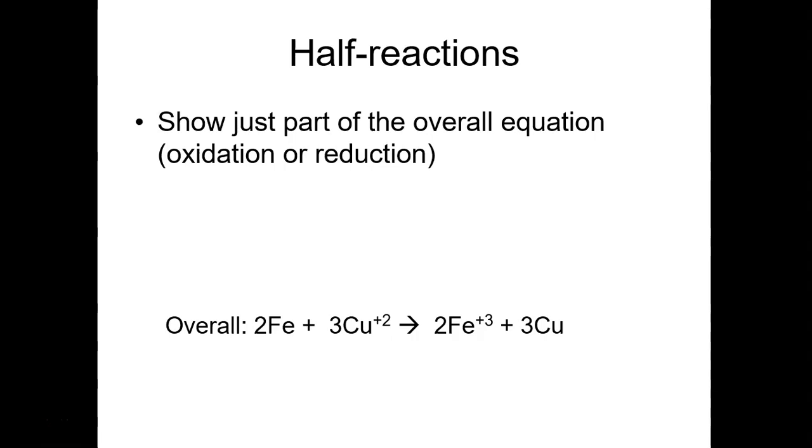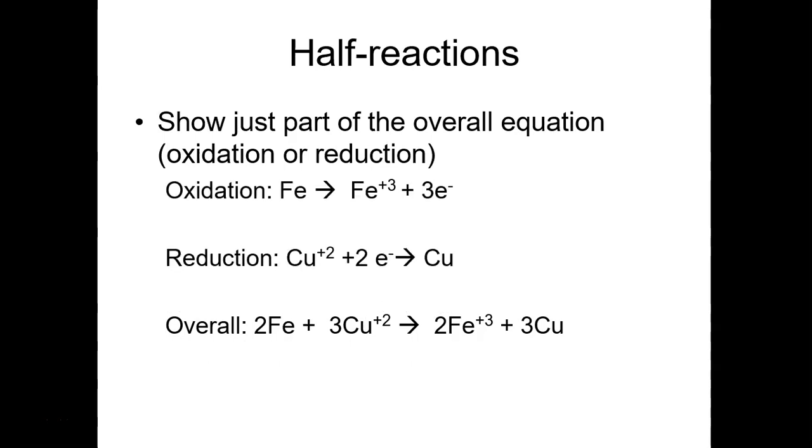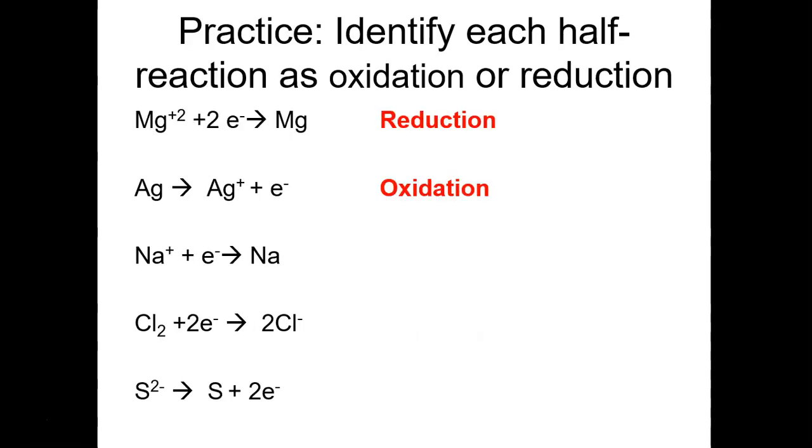Now, what we're really going to look at with these are half reactions. So these just show part of the overall equation, either the oxidation or the reduction. So, if our overall equation is the reaction of iron with copper ions to make iron ions and solid copper, the oxidation process is when iron loses 3 electrons to form iron plus 3, and the reduction process is when copper ions gain electrons to form solid copper. So really, all you need to be able to do is to identify each half reaction as oxidation or reduction.